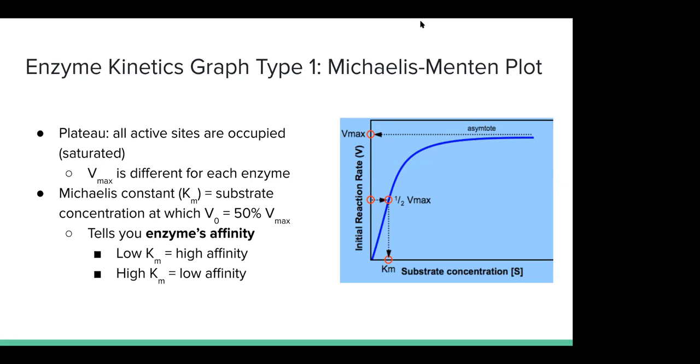So would anyone like to explain why an enzyme with a high Km would have a low affinity for the substrate? I guess it would be because a high Km means that there's a higher substrate concentration required to reach Vmax or half Vmax. So that would mean that the substrate and enzyme don't have as good of an affinity. Yeah, exactly. Thank you for participating. And guys, if you want to answer a question, you can just type it in the chat if you don't feel comfortable unmuting yourself. Just as long as you guys are engaged, that's all I care about.